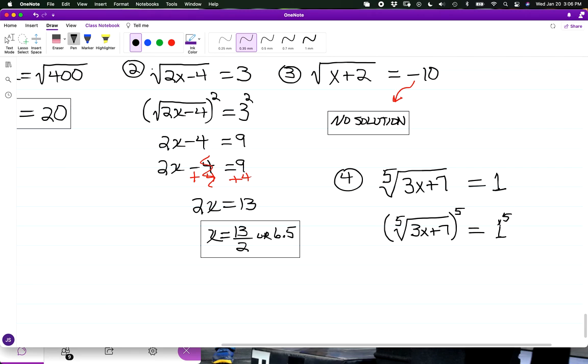okay, so I'm going to have 3x plus 7 is equal to 1 to the 5th, which is still going to be 1. And then we just follow through. If I isolate the x term, upon taking 7 away from both sides, I'm going to have 3x is equal to negative 6. And with division by 3, we come out to x equal to negative 2.